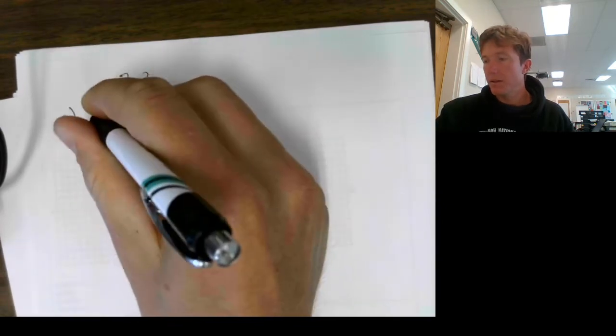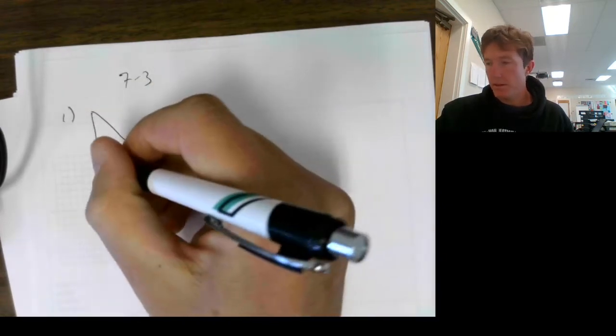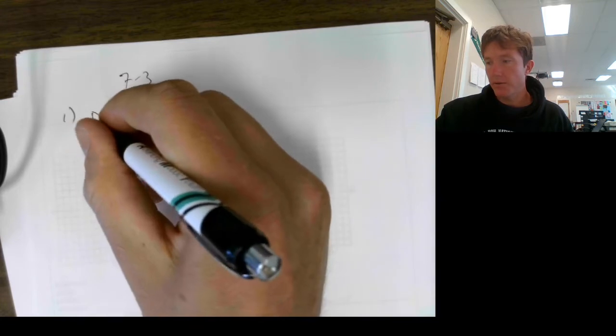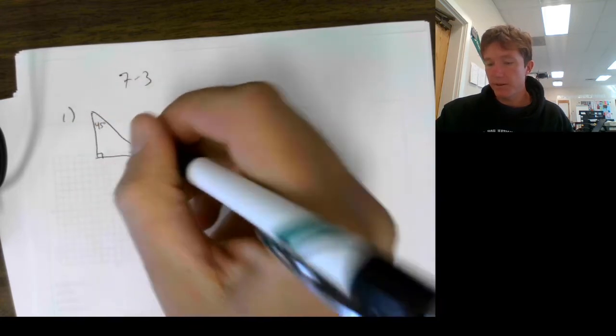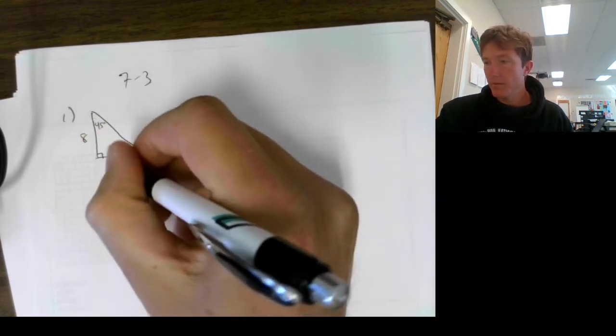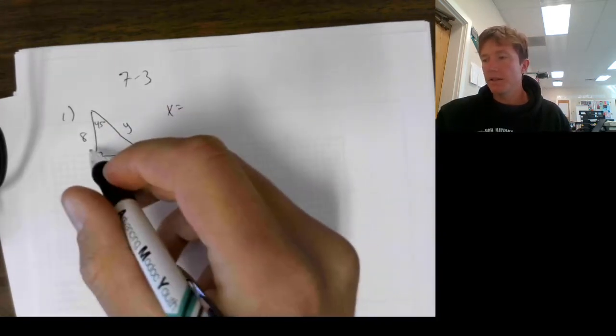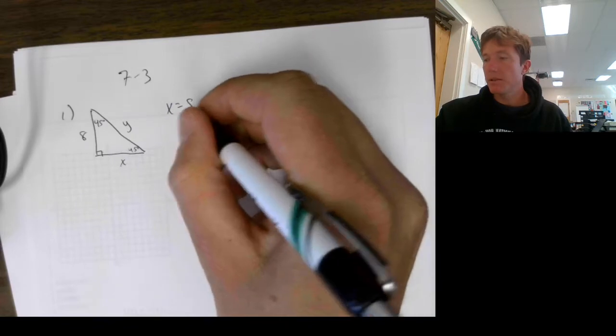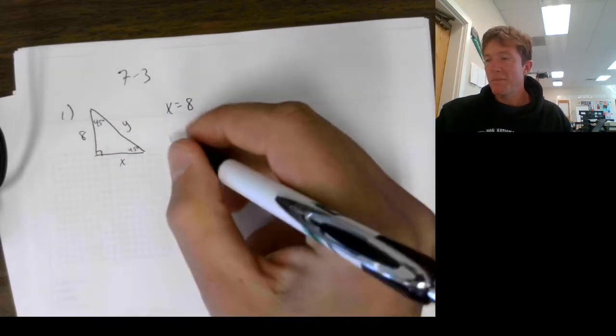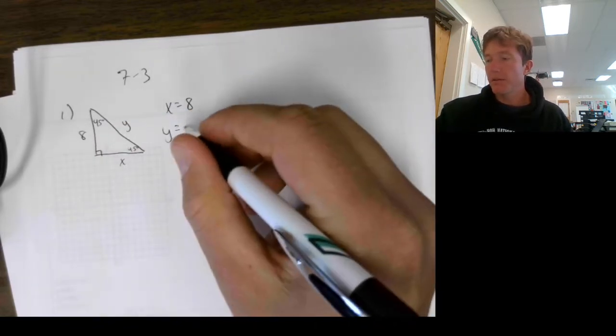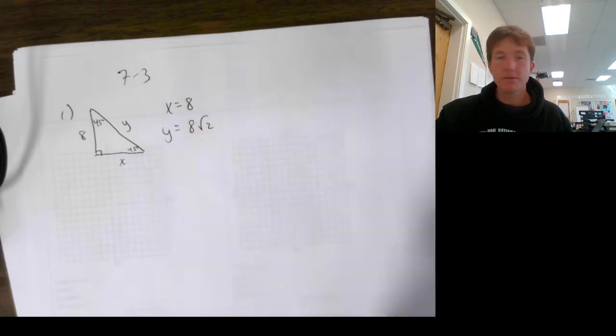So this is 7-3, special right triangles. We have a 45, 45, 90 triangle. I'm going to solve for x and y. This is isosceles, so x is going to be the same as the other leg. And then y, according to the theorem, is going to be 8 times the root 2.